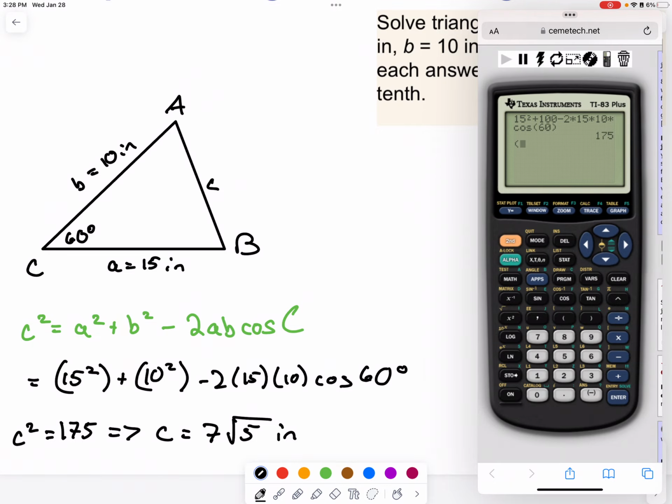Let me check something. 7 times the square root of 5, quantity squared, we should get 175. Uh-oh. 25 times 7. Sorry. Square root of 20. Okay, I got it backwards. It's 5 times the square root of 7. I was like, why is that number not working? It's 5 times the square root of 7. Okay. So I'm glad I checked it before I went forward. 5 square root of 7. There we go. 175, okay.